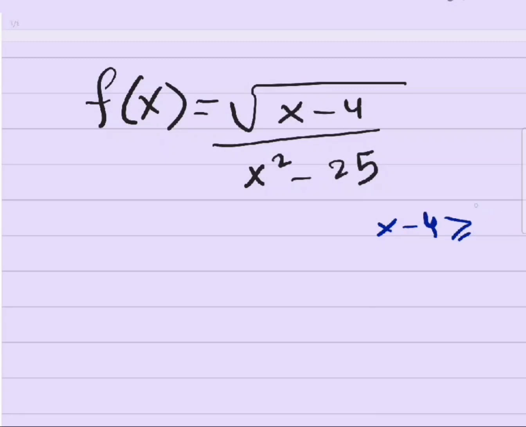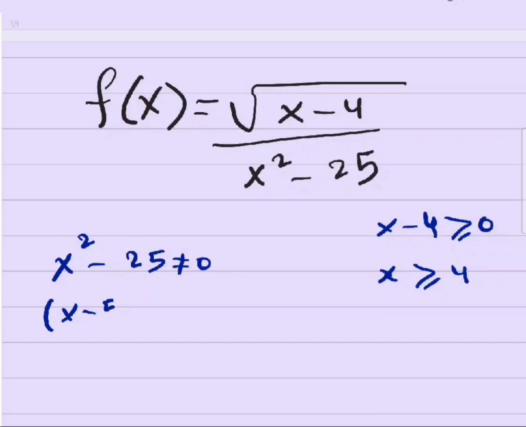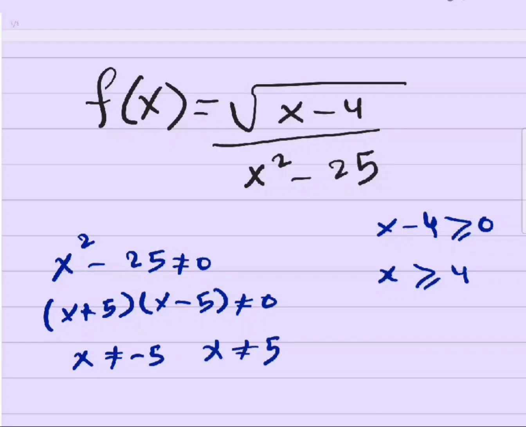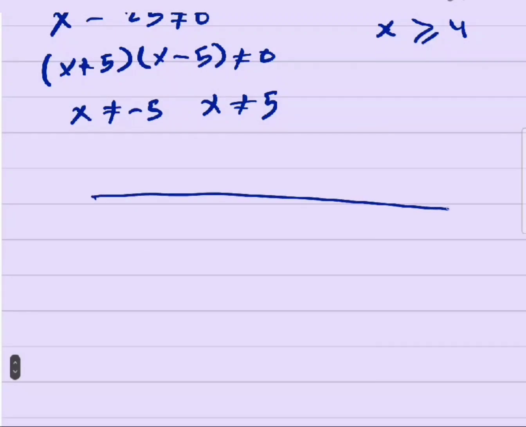Now, we know that in the denominator, we can't have a 0. So we're going to set it not equal to 0. And we can factor it. So this is going to be x plus 5 times x minus 5, using the difference of squares method. So x cannot equal -5, and it can't equal 5. So now let's make a number line. So we have -5, 4, and 5. So we're going to have an open circle at -5 and 5. And then x is equal to or greater than 4. So we're going to have a closed circle at 4 and shade to the right.